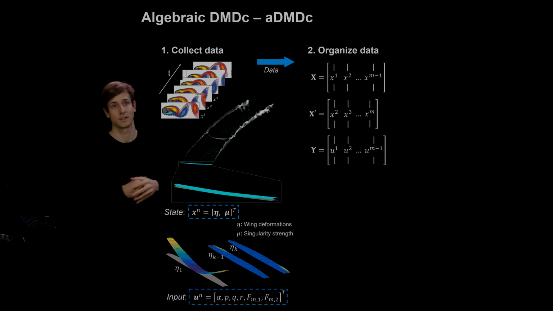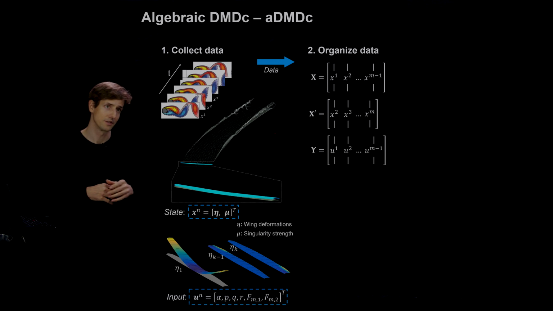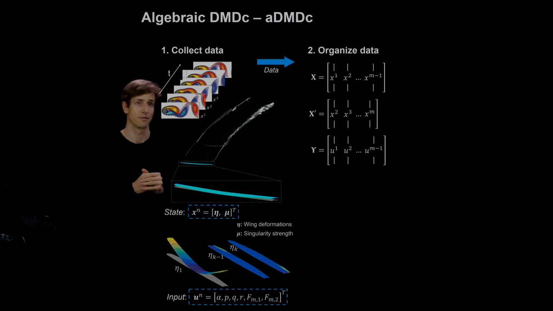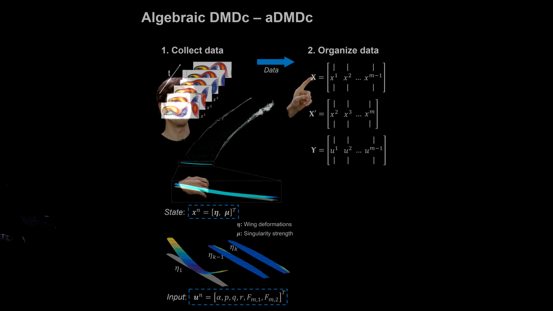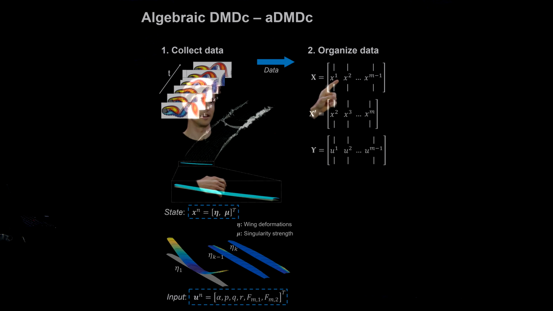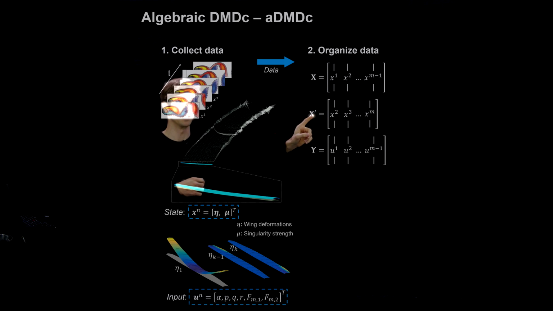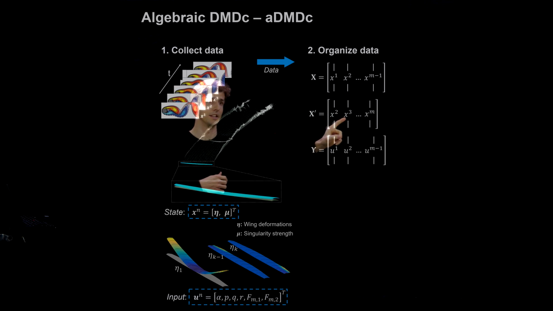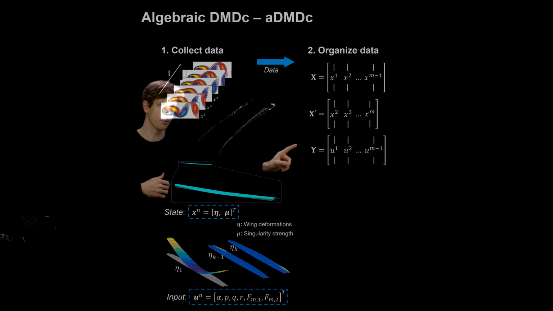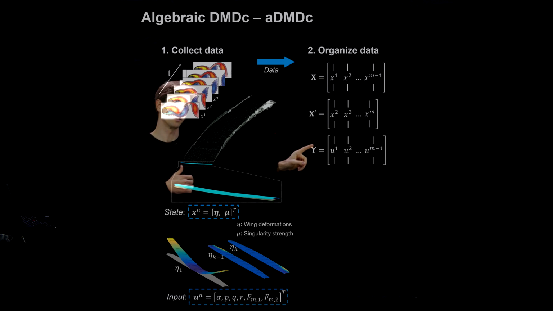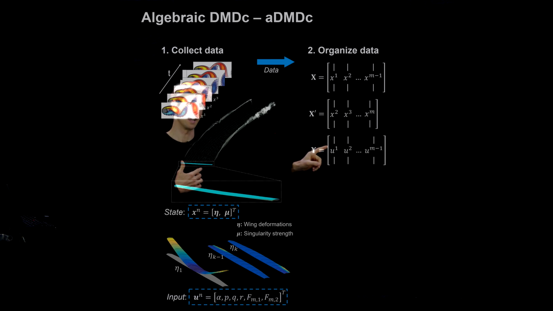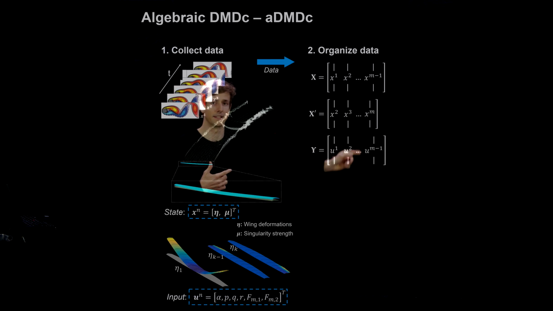And then in a second step, we organize our data. So we have our snapshots and we organize them in three matrices. X consists of the snapshots at time step 1, time step 2, etc. X prime are the snapshots of our state shifted in time. So the first column is the snapshots at time step 2, then 3, etc. And third, we have our input matrix epsilon that consists of the inputs at time step 1, 2, etc.